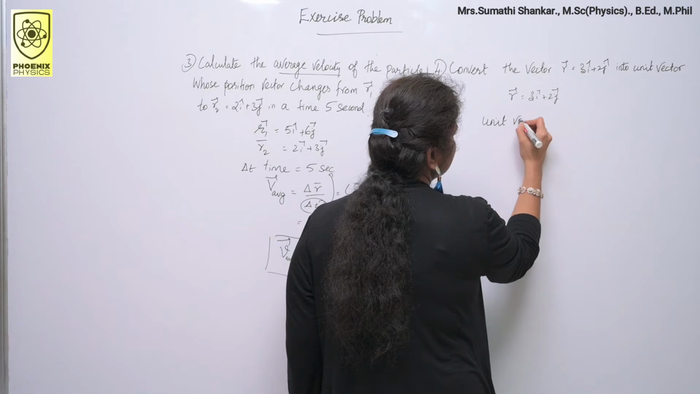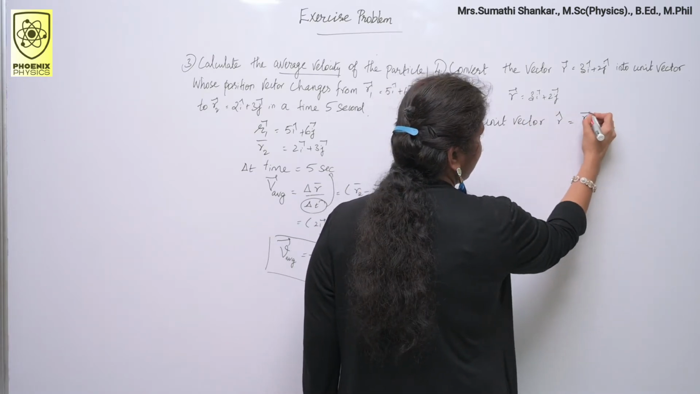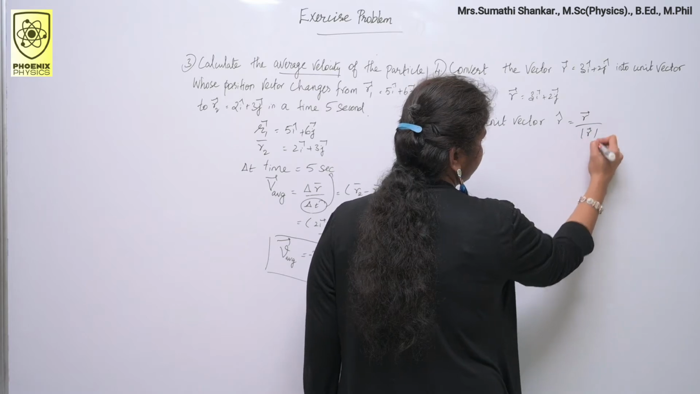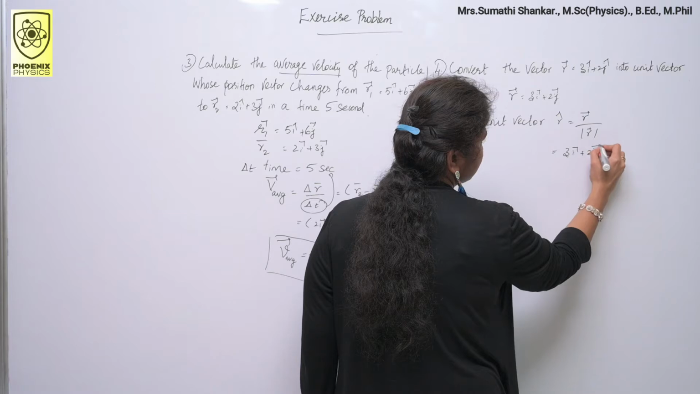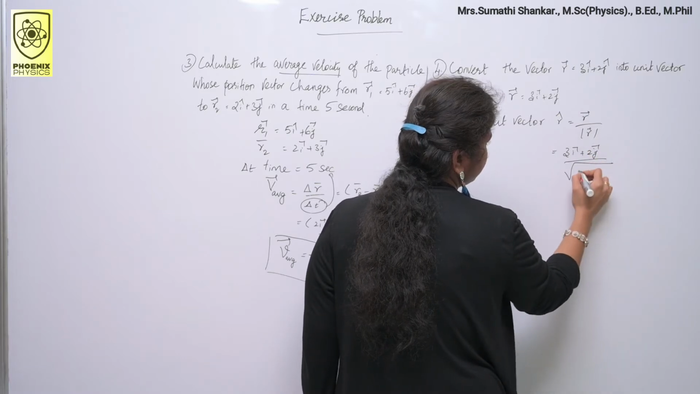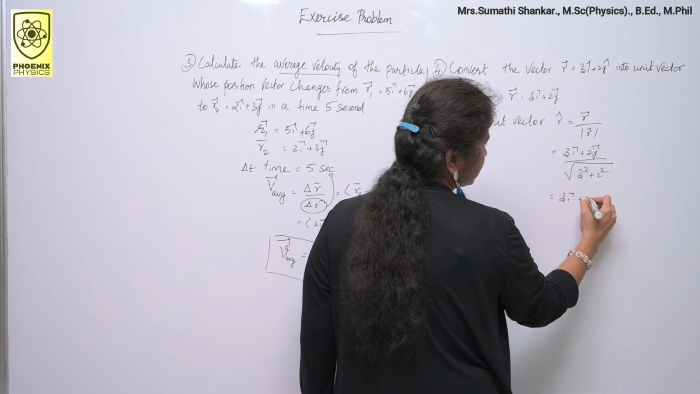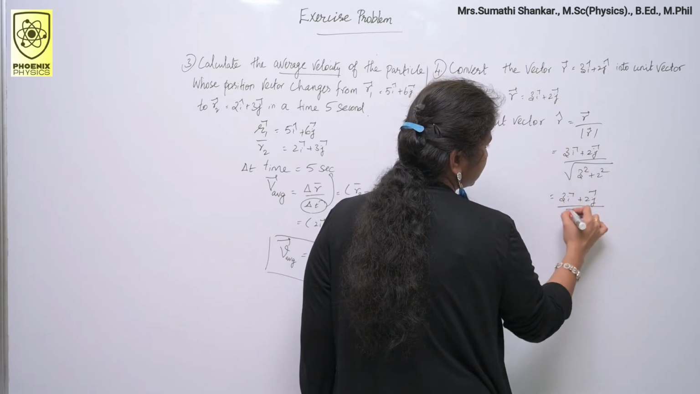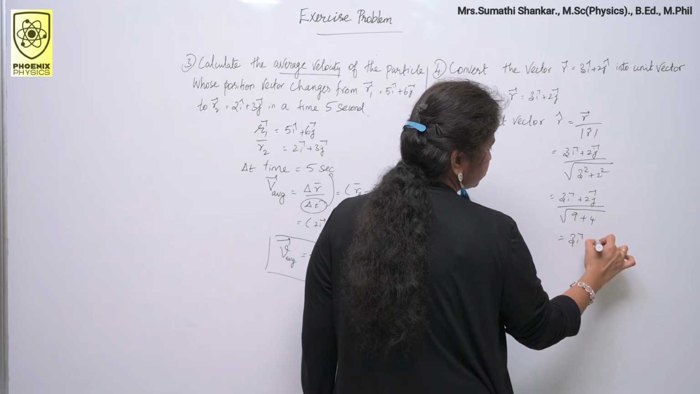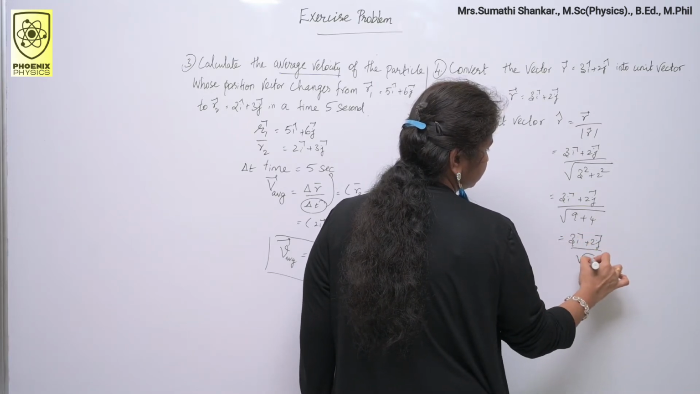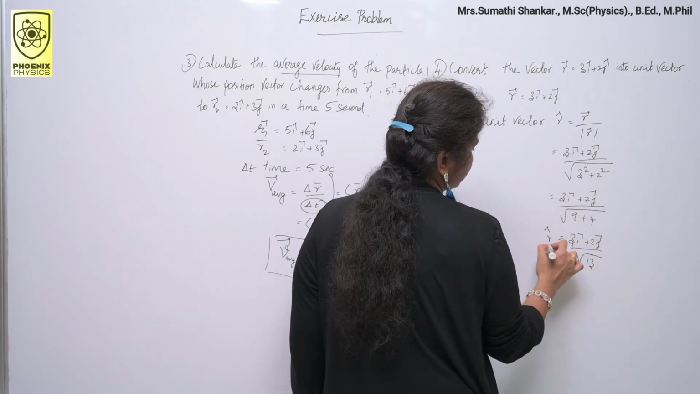Unit vector R can be written as R cap, which is equal to R vector divided by modulus of R vector. So R vector is 3i vector plus 2j vector divided by square root of 3 square plus 2 square. So 3i vector plus 2j vector divided by square root of 9 plus 4. Your answer is 3i vector plus 2j vector divided by square root of 13. So this is our R cap, unit vector.